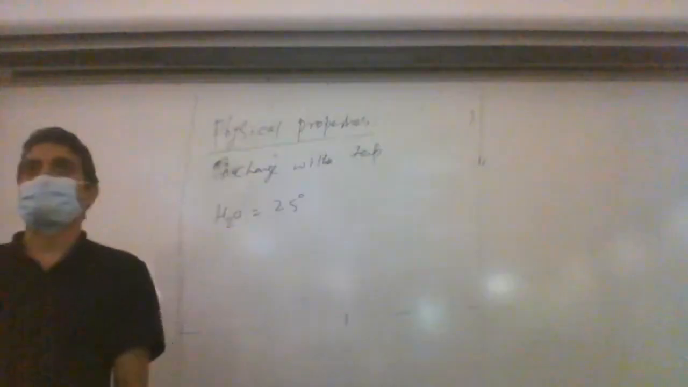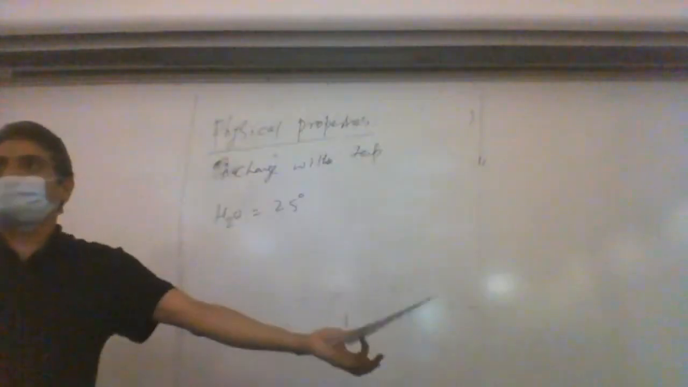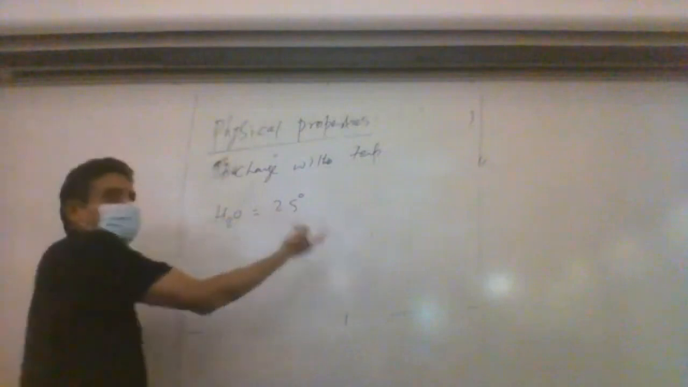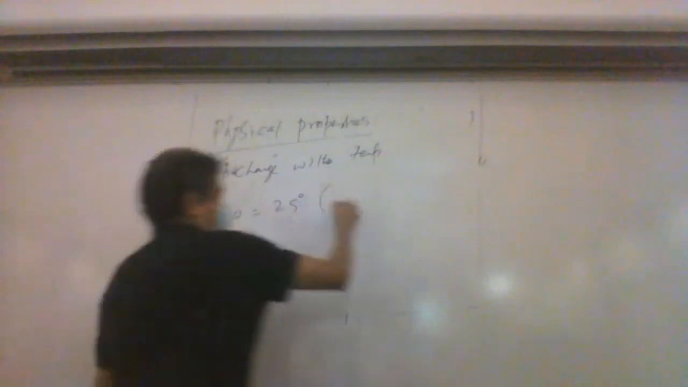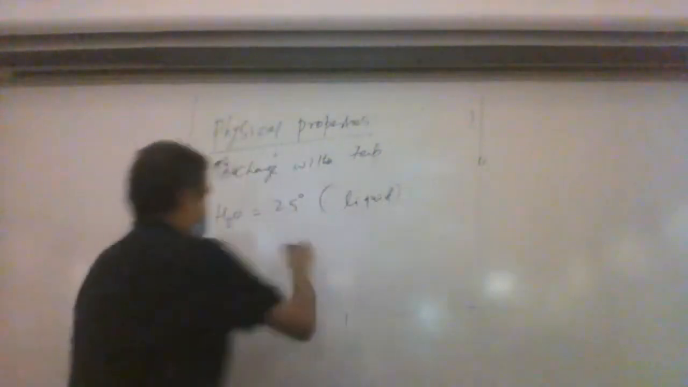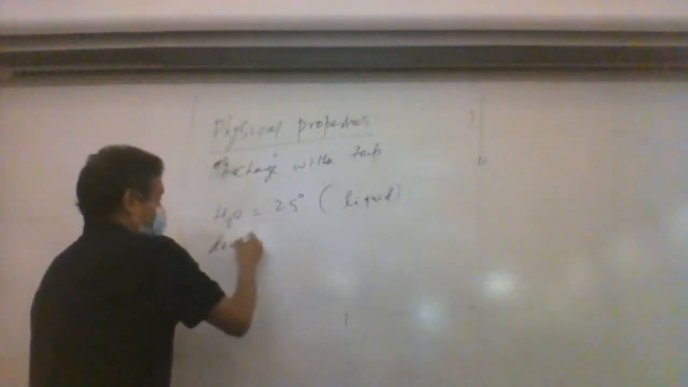Put it in the deep freeze, it becomes solid, right? It becomes ice, right? So this is water. Water at room temperature is 25 degrees centigrade, and it is in the liquid form. We drink it. Put this water into the deep freeze.